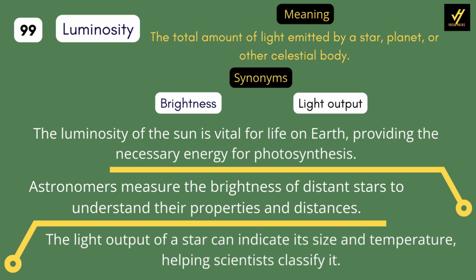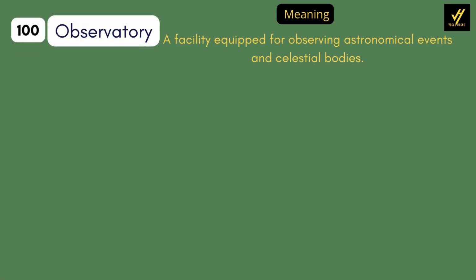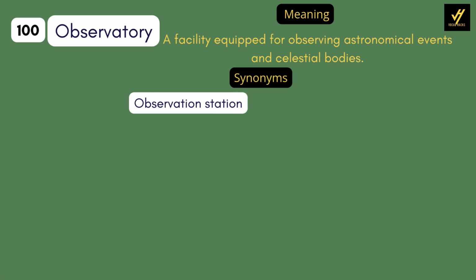The light output of a star can indicate its size and temperature, helping scientists classify it. Observatory, a facility equipped for observing astronomical events and celestial bodies. Observation station, research facility.